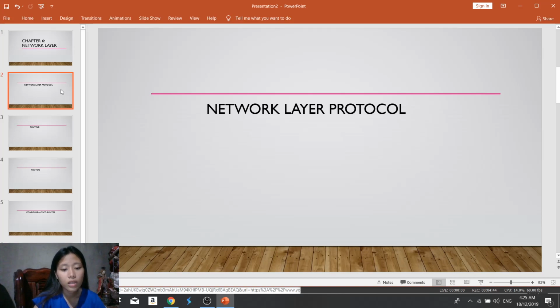So the characteristics of IP. IP was designed as a protocol with low overhead. It provides only the functions that are necessary to deliver a packet from a source to a destination over an interconnected system of networks.